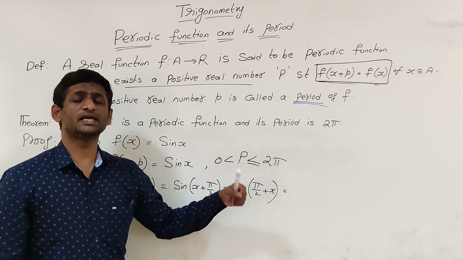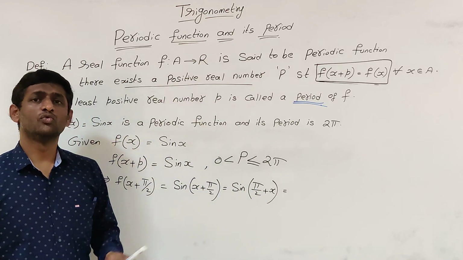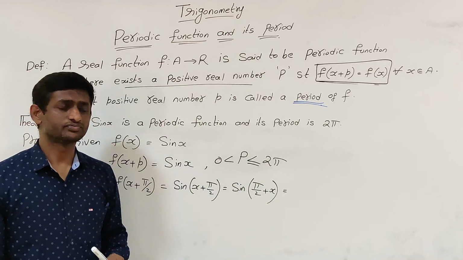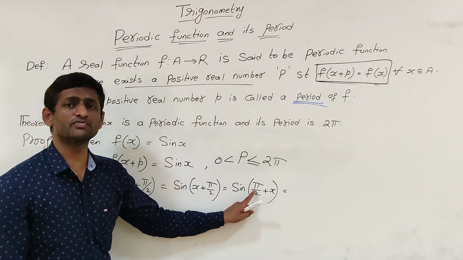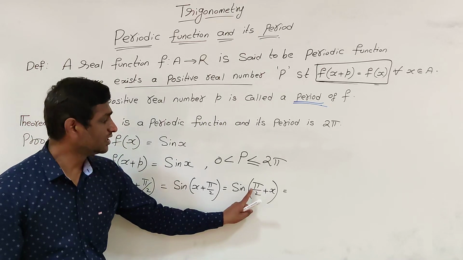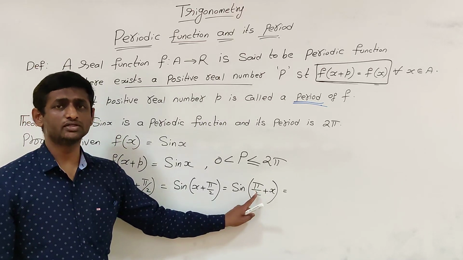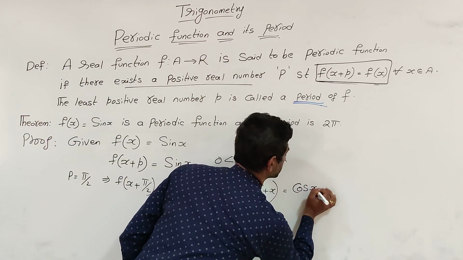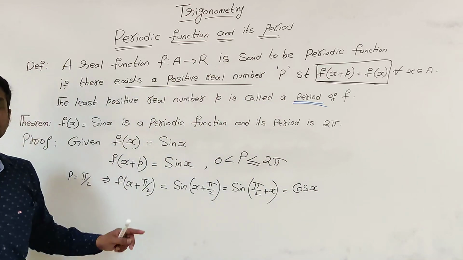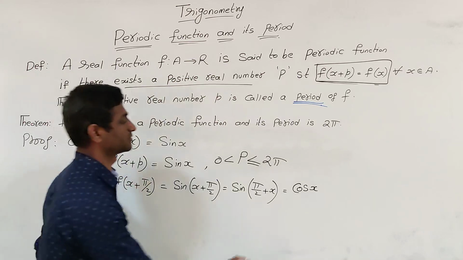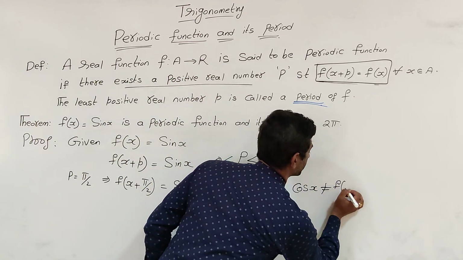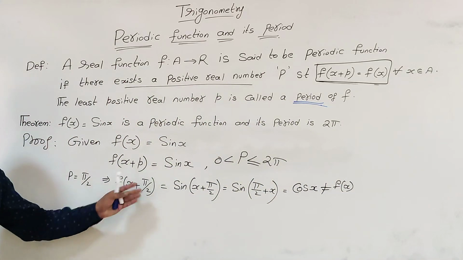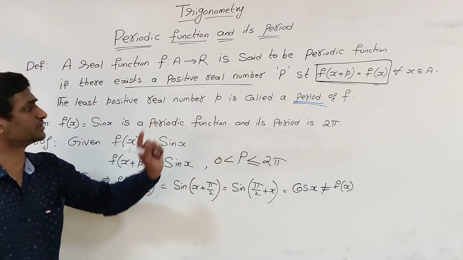So 90 plus theta lies in the second quadrant, where sine will have a positive sign. Is it an even multiple of 90 or an odd multiple of 90? It is 1 times pi by 2, which means it's odd, so the trigonometric ratio changes. That will be cos x. But this cos x is not equal to f of x, so pi by 2 is not satisfying.